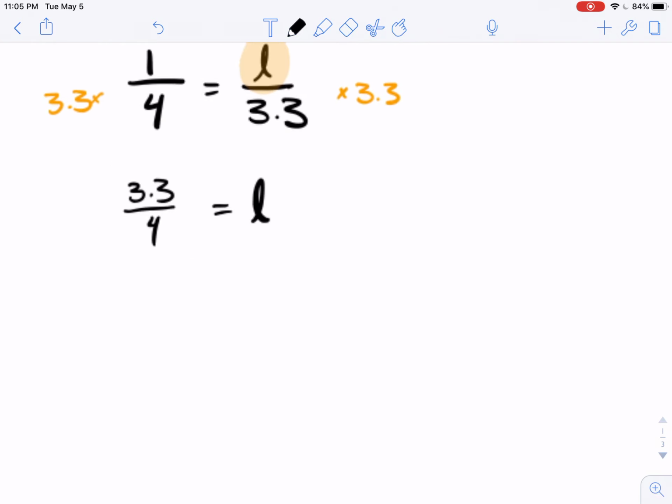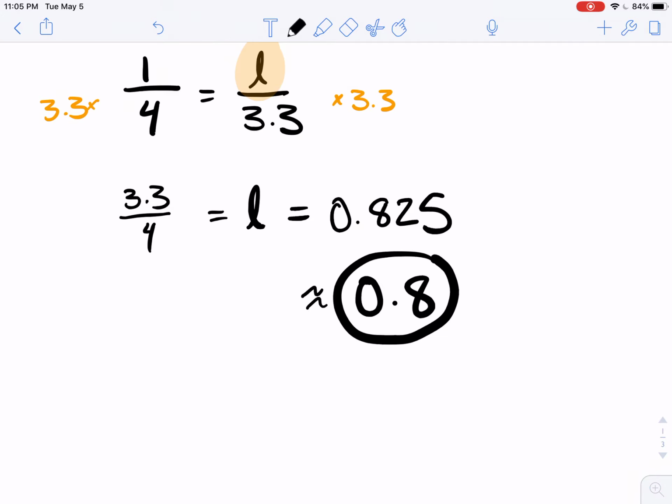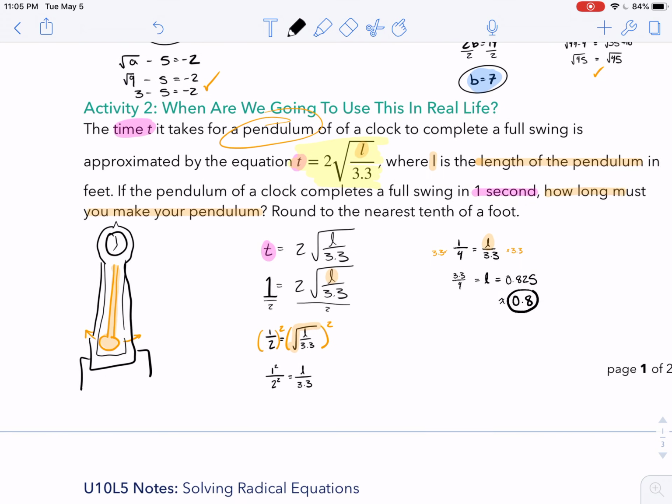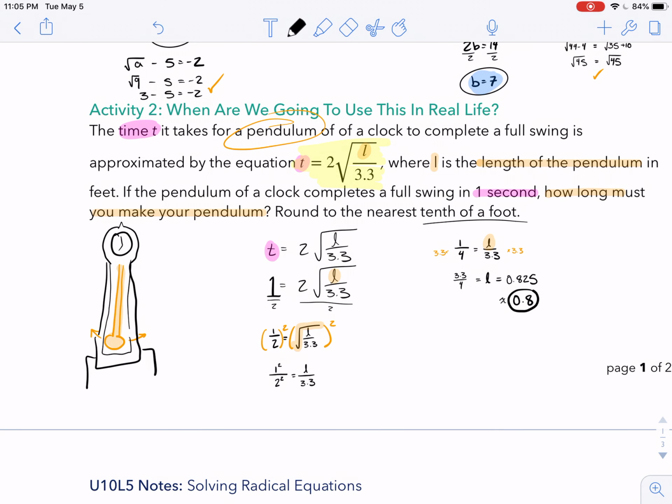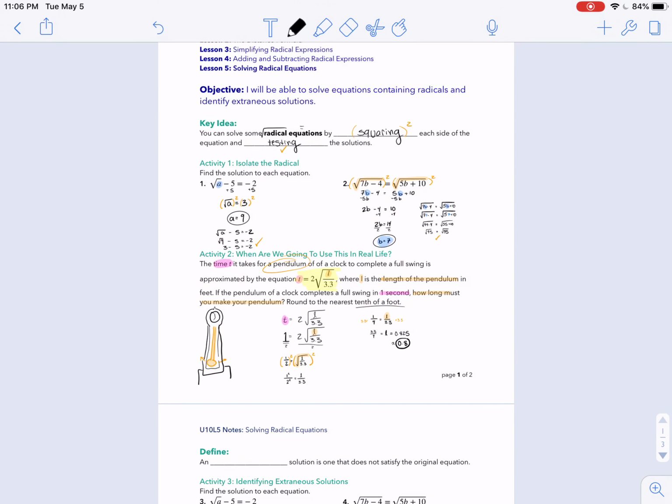And we get 3.3 divided by 4. That's equal to 0.825, which rounds to 0.8. Ta-da! So our clock is 0.8 feet. That's not very tall. We got a very short clock. Oh well, short pendulum on our clock. Cool beans. Okay, we're halfway there. Here we go.